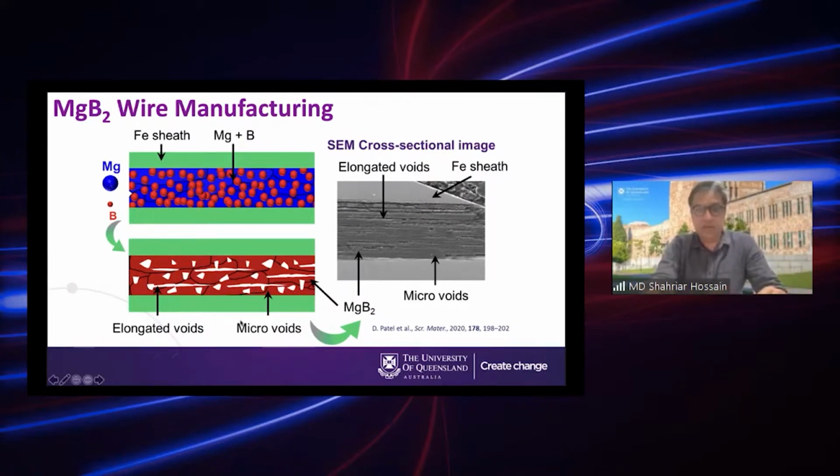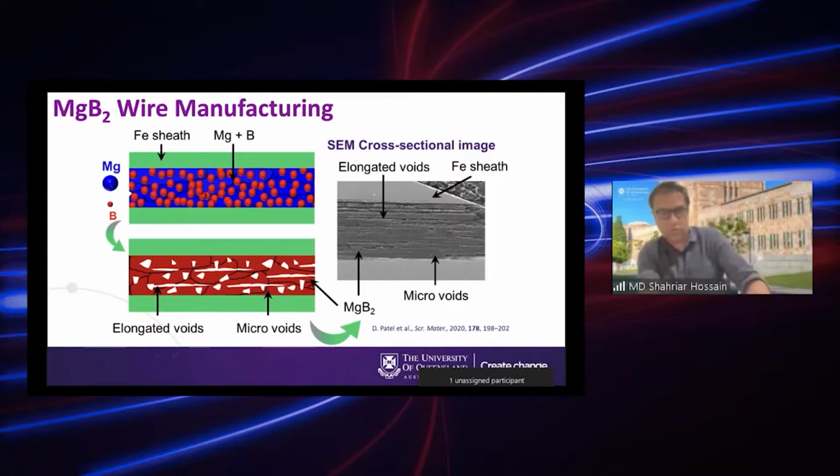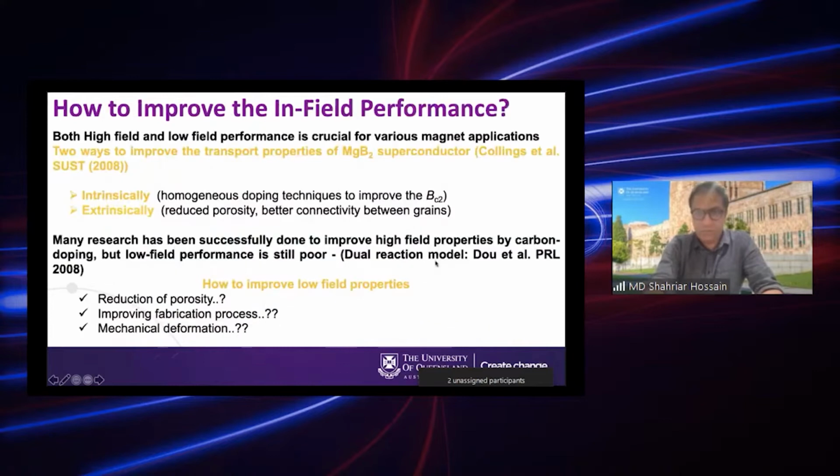Some voids are micro voids, and they affect the conductor. Sometimes you need to reduce this void. In the last few years, how to reduce these voids has been a big research area, and it's still going on. In the last few talks, we already found that these voids are not good for improving the connectivity. As in Andre's first lecture, he said that the lamellar structure is also important for improving the Jc. So there is a combination of micro voids and elongated voids.